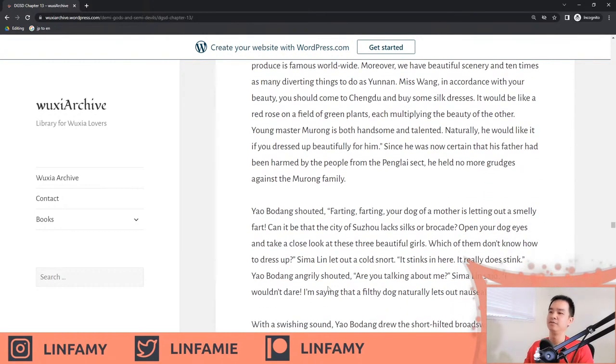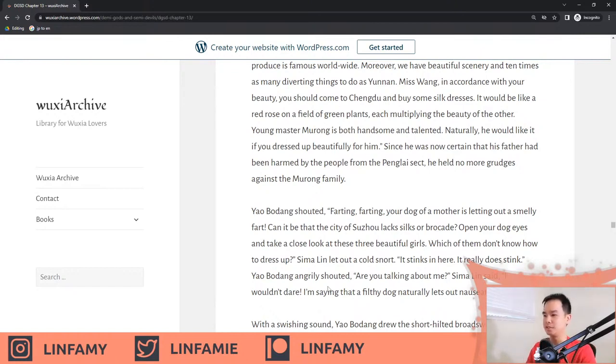Yao Bodong shouted, "Farting, farting! Your dog of a mother is letting out a smelly fart! Can it be that the city of Suzhou lacks silk or brocade? Open your dog eyes and take a close look at these 3 beautiful girls. Which of them don't know how to dress up?"